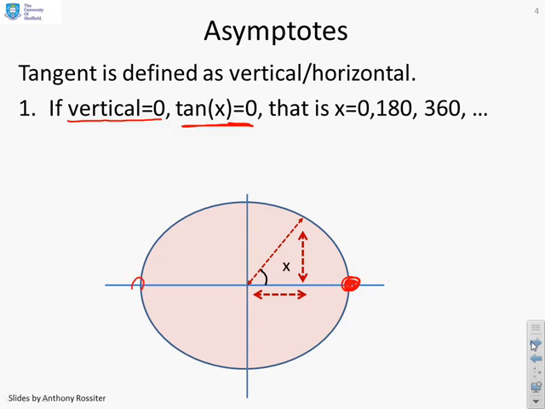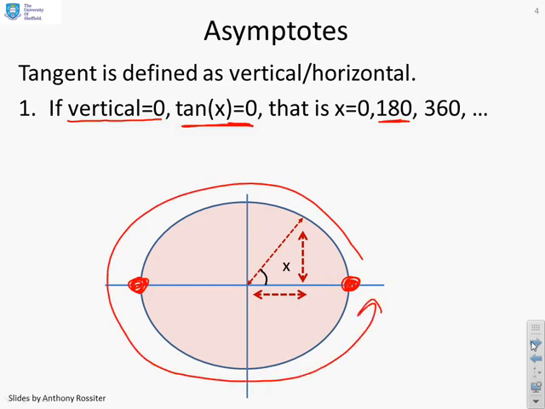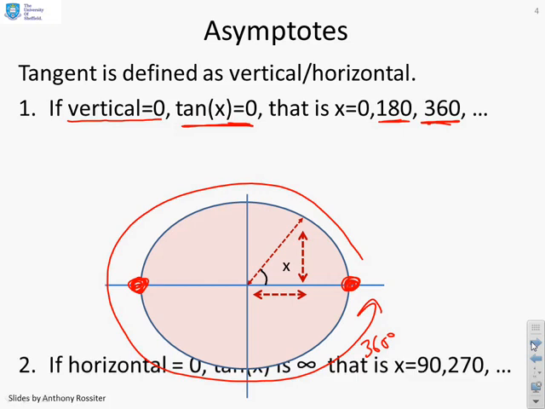Or, alternatively, you could be at this point over here, which is 180 degrees, so you get tan of 180 is 0. And if you were to go all the way around, I can mark that here, go all the way around, so that's 360 degrees. Obviously the vertical is 0 again, so tan of 360 is 0, and so on.